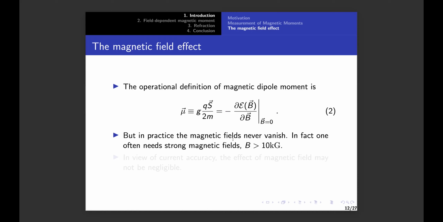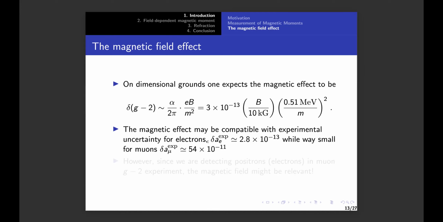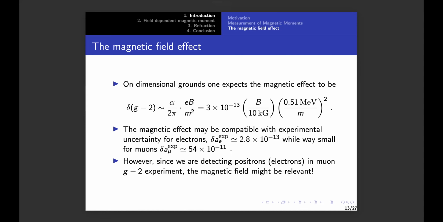However, in practice, magnetic fields never vanish. In fact, one often needs a strong B field like one Tesla or even higher. So in view of current accuracy, the effect of the magnetic field may not be negligible. On dimensional grounds, one expects the effect of the magnetic field to be like this: alpha times eB over m squared. In the case of the electron and a one Tesla B field, this is roughly 10 to the minus 13. This is comparable to the current experimental uncertainty for electrons, though it is very small for muons because of mass suppression, and experimental accuracy is much lower than for electrons. However, since we are detecting positrons or electrons in the muon g minus 2 experiment, the magnetic field might be relevant. I will show that it does.